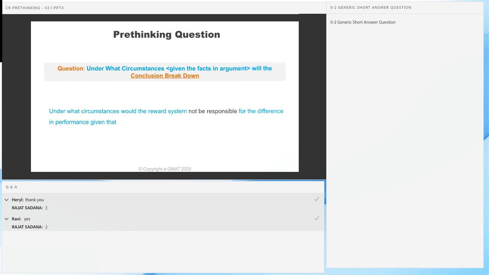Under what circumstances will the reward system not be responsible? Remember, this was one and this was two. And over here, let me just change my color. This is two over here. You can see how conclusion breakdown is reward system not being responsible. Can you see the mapping of two to two over here? When you say reward system not be responsible, you're breaking the conclusion down. Can you see that?